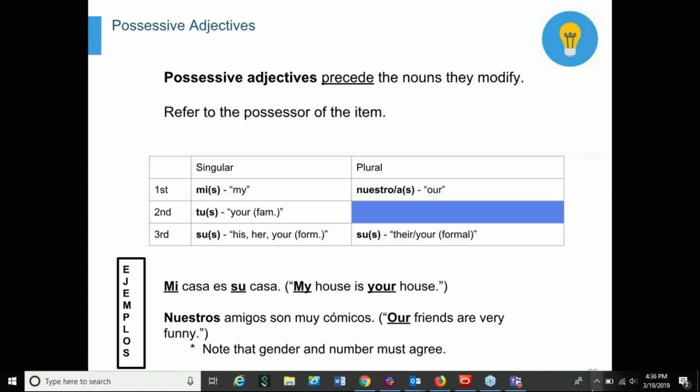Mi is singular since casa is singular. Su is singular since casa is singular. But as we go down to the second example, all right, in the first one, mi and su didn't have any gender. But in the second example, nuestro, or in this case, nuestros, does have gender and number. Since amigos are masculine and plural, nuestros has to agree with that noun in number and gender. And as it says, our friends are very funny. Everything about that sentence that can have gender, nuestros, amigos, and cómicos, all agree. Masculine and plural for all of those words. And the verb is plural as well, son.